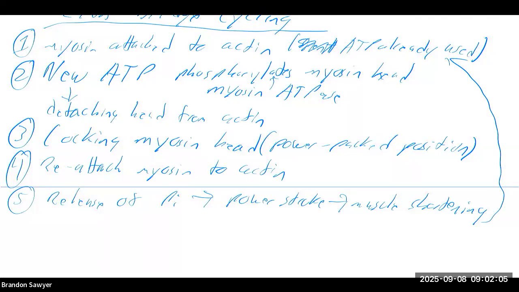Go ahead, Tim. Number 5 says release of Pi, inorganic phosphate. You could just say phosphate. That causes the power stroke, which is what causes the muscle to shorten. And I just put the arrow back up to number 1 because we're starting the cycle over again from there. There's some debate around what actually causes the power stroke. It's probably the phosphate coming off, but they do come off around the same time. Good question.